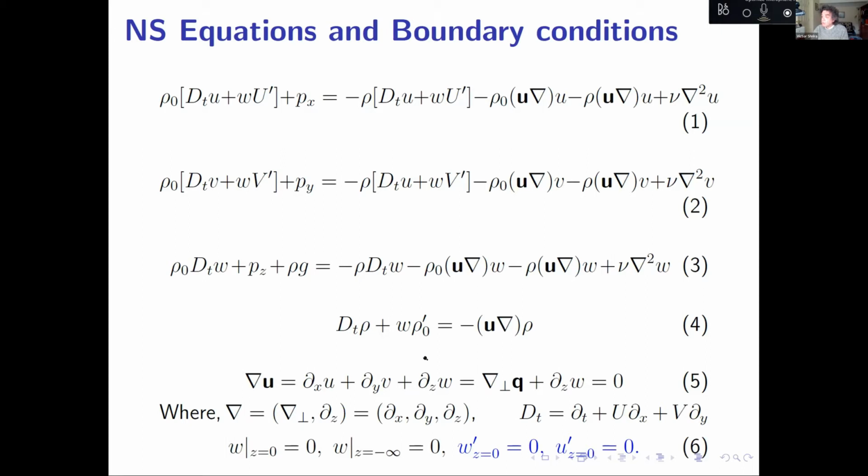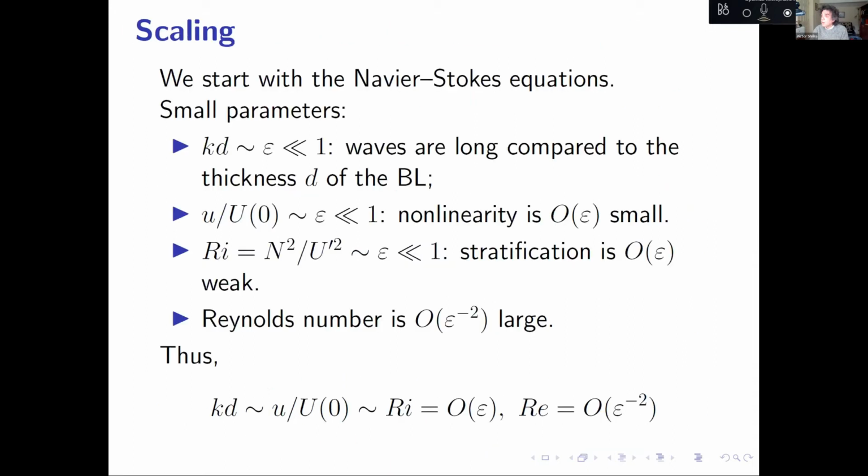Just about the notation, our vertical axis is Z, and it's directed downward. X and Y are horizontal coordinates. Okay, so we start with the Navier-Stokes equations, which I presented there. And what are our assumptions? The perturbation scales we are considering are long compared to the thickness d of the boundary layer.